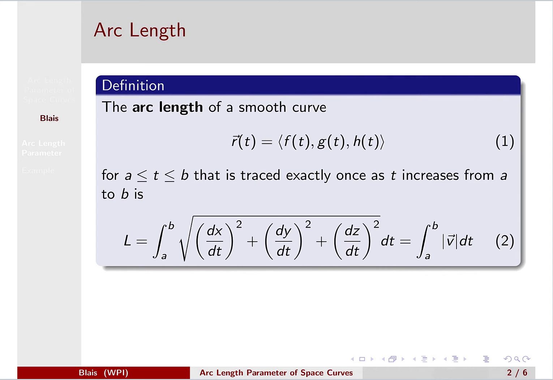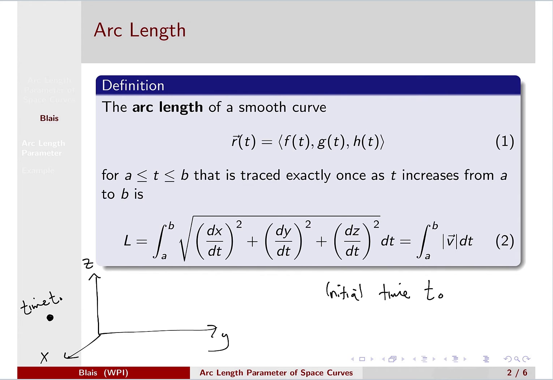We're now going to expand on this a bit, and we do this by fixing an initial time. So an initial value for the parameter, t naught. And so at time t naught, we will have our particle moving in space, tracing out this smooth curve at this point here. And then as we run the clock, the particle will move and trace out our smooth space curve.